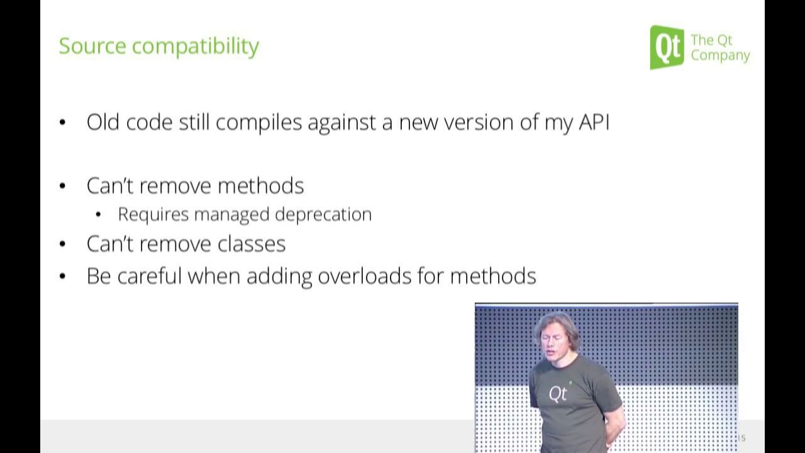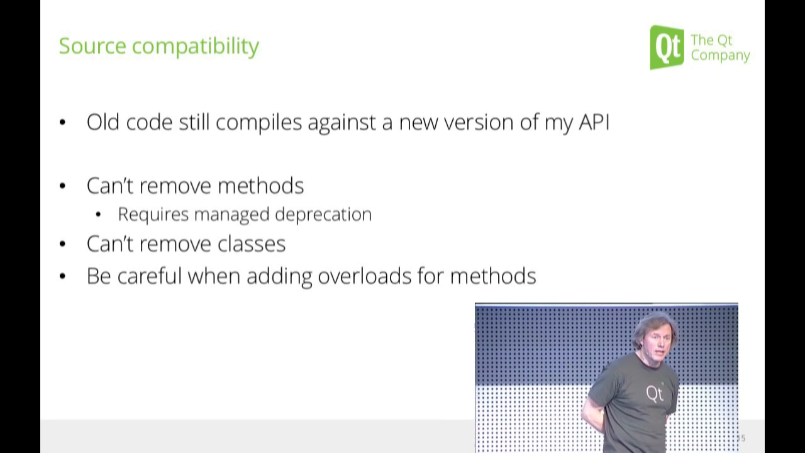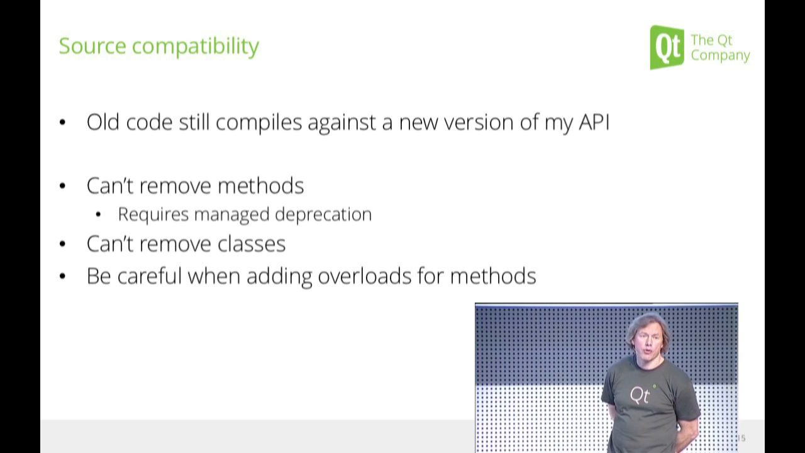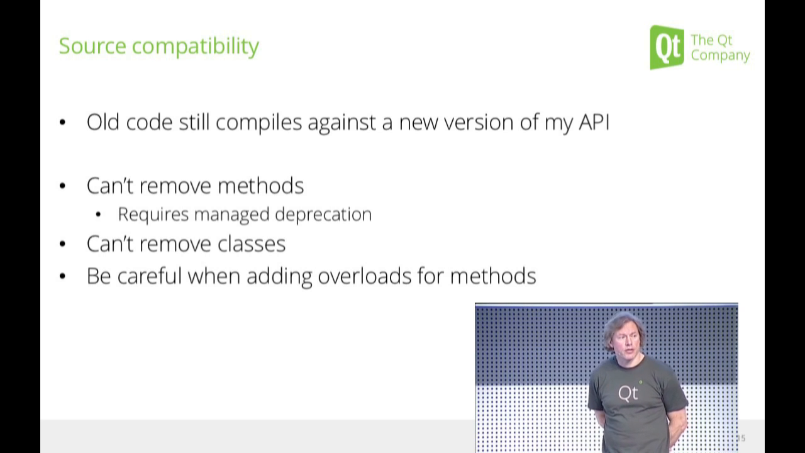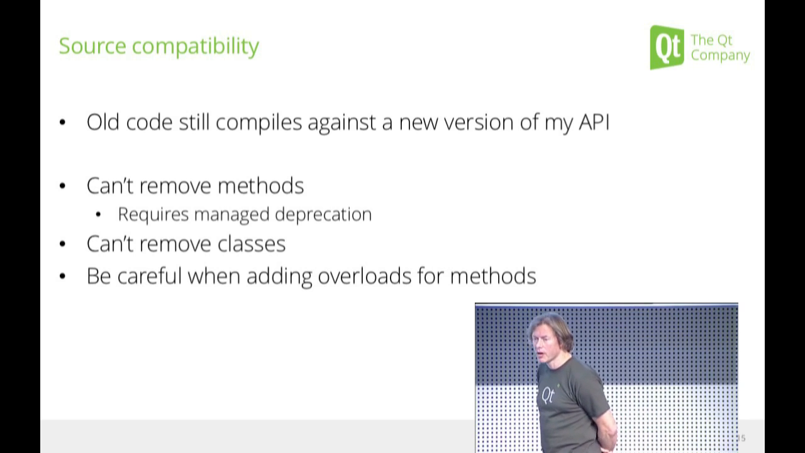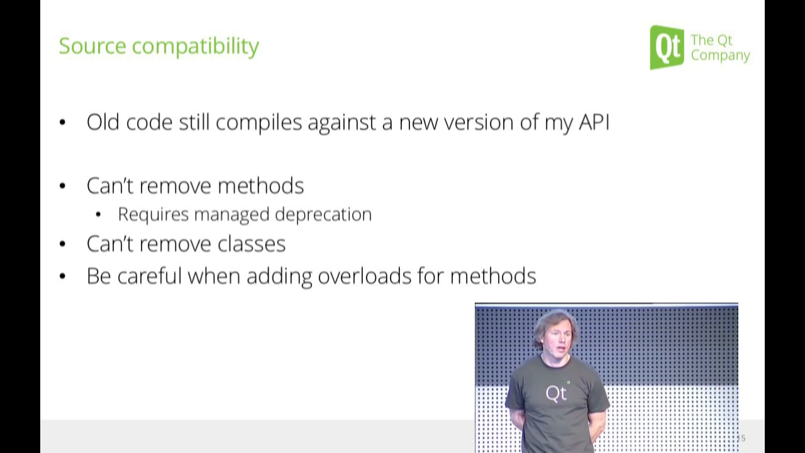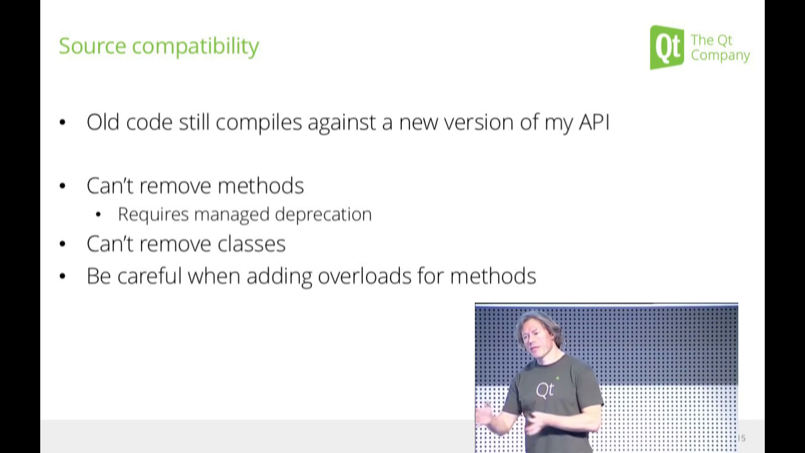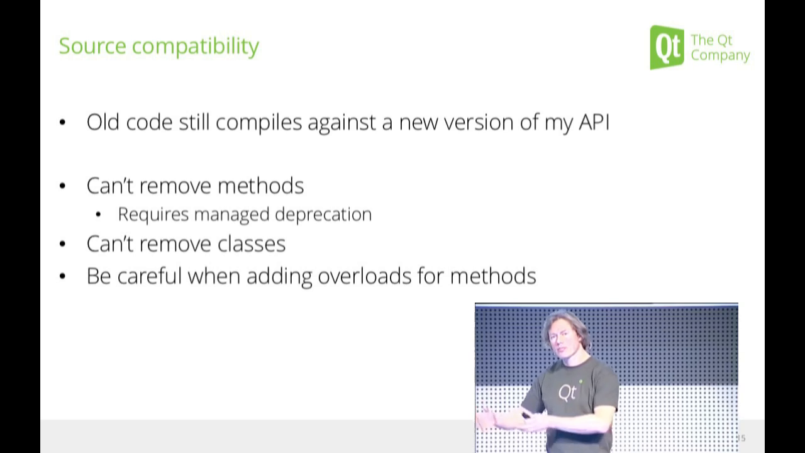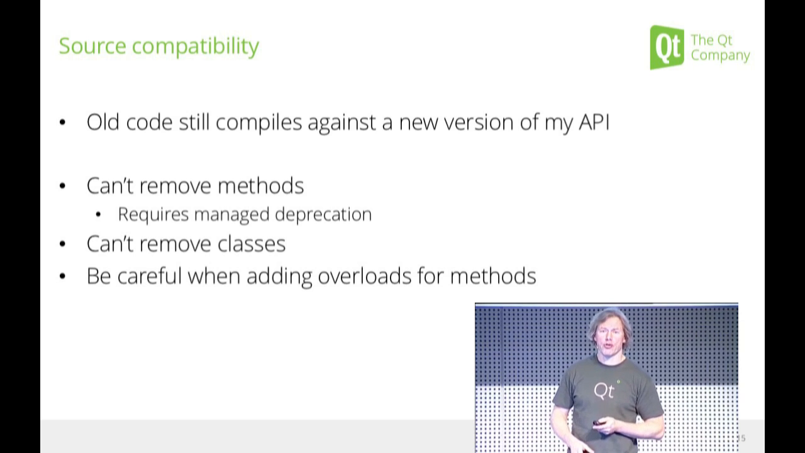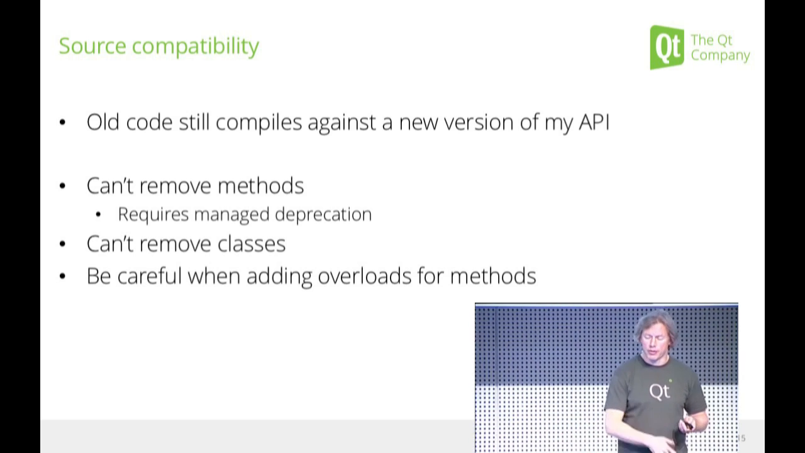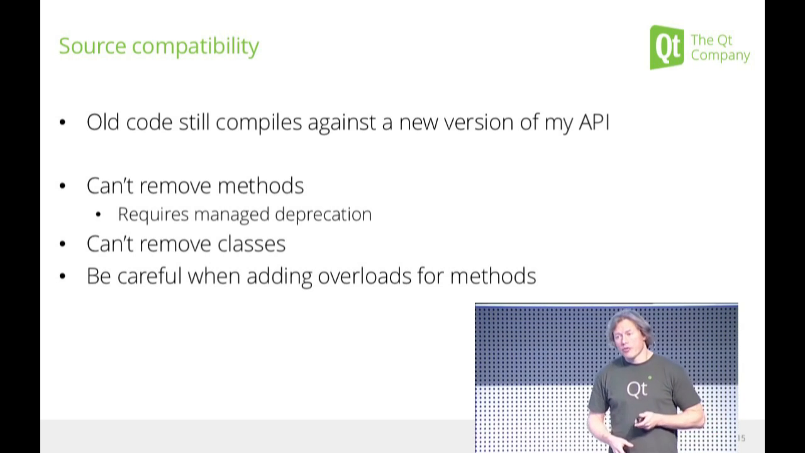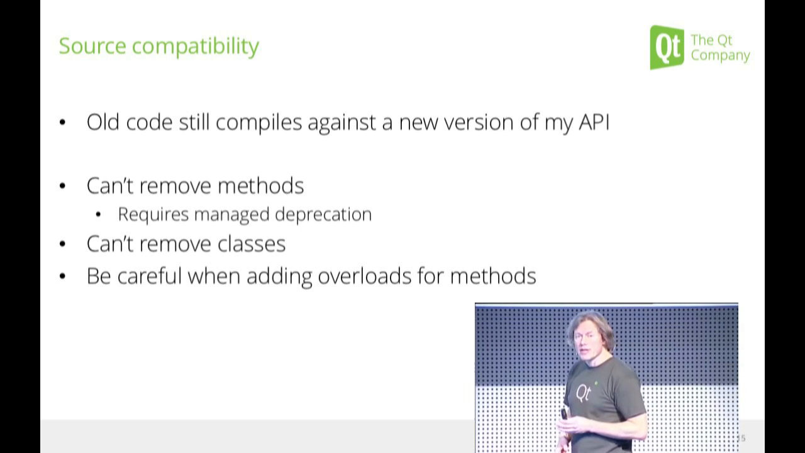So, what can you do with source compatibility? It's actually pretty easy in that case. You can't remove methods. You probably want to do some managed deprecation in case you want to get rid of something. So basically, mark a method or a class as deprecated to make sure the compiler starts warning about them. Have that for a couple of releases, and then at some point, when you made sure that all your users moved over to the new API, remove it. Same thing for classes. One thing you have to be a little bit careful about is when you add overloads for existing methods.